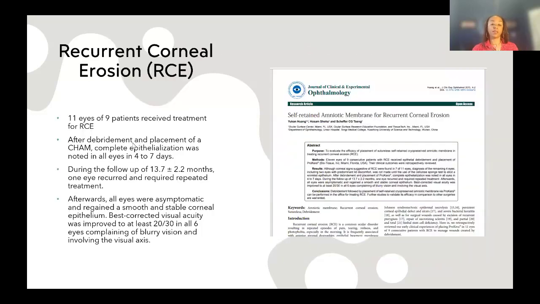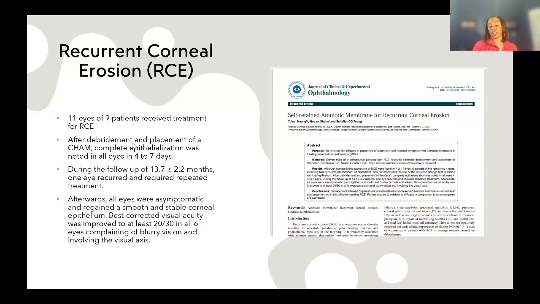There was a study done back in 2013, published in the Journal of Clinical and Experimental Ophthalmology. They looked at 11 eyes of 9 patients. After debridement and placement of that cryopreserved membrane, all of them reepithelialized within 4 to 7 days. After about 14 months, only 1 eye recurred and required repeat treatment. Most everyone got a nice smooth ocular surface, and visual acuity improved.